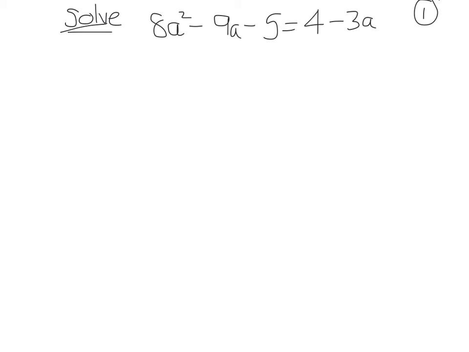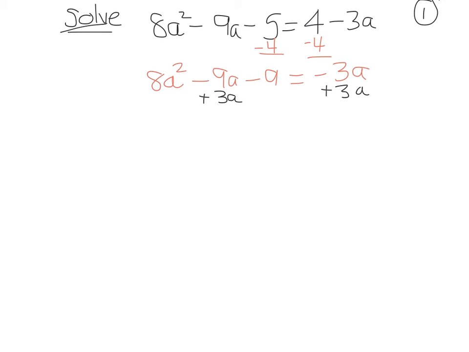So I see that on the right-hand side here, I've got two things I need to get rid of. First, I subtract 4. And of course, I'm subtracting it from the 5. 8a squared minus 9a minus 9 equals negative 3a. And then I'm going to add the 3a, and I'm going to add it to the 9a. So you're matching it up with its like term. Then I have 8a squared minus 6a minus 9 equals 0.